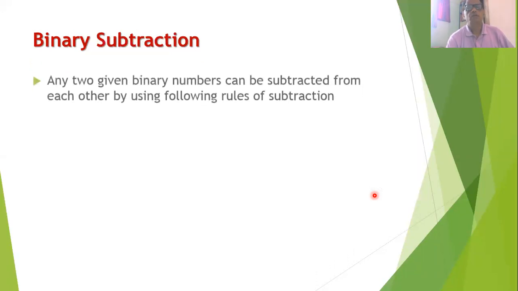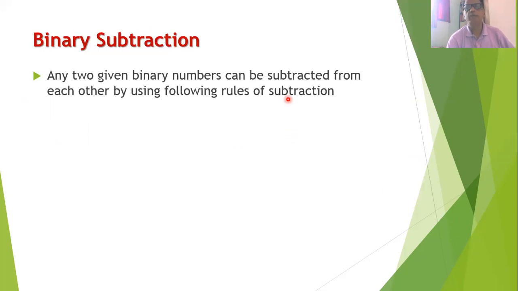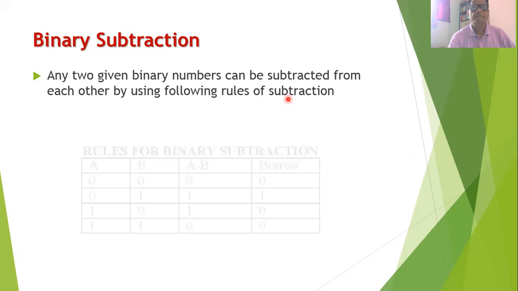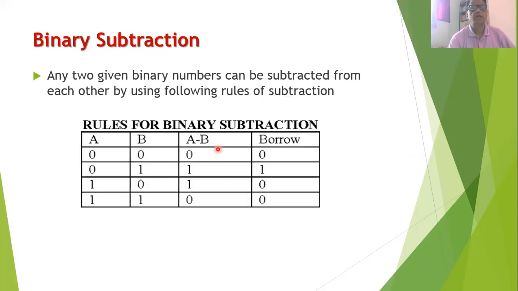Now we will go for the binary subtraction. Suppose we have been given binary numbers and we want to subtract these binary numbers from each other. Whenever we want to do such subtraction, again we need to follow the rules of subtraction, also called the table of subtraction. Now again here we will consider 2 binary bits. Suppose A and B are the 2 binary bits, and when we subtract them from each other, at the output we will get 2 outputs. One is called the difference, A minus B, and another is called the borrow.